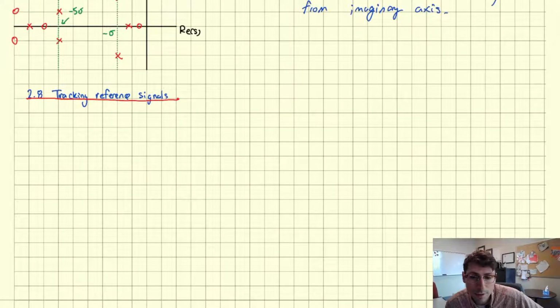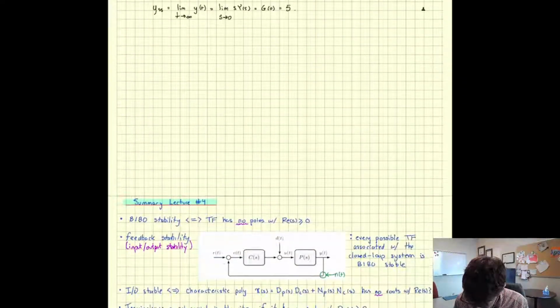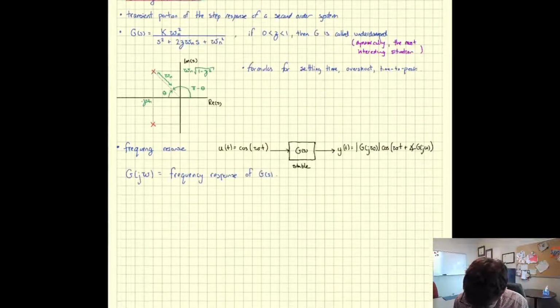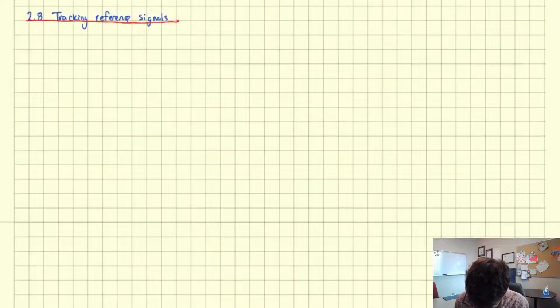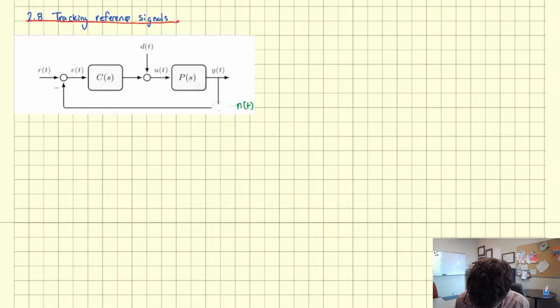So we'll start with step inputs, and then we'll generalize to any reference signal. Okay, so the picture, bear with me for a second. This picture is our usual setup: controller, plant, disturbance, and so on.